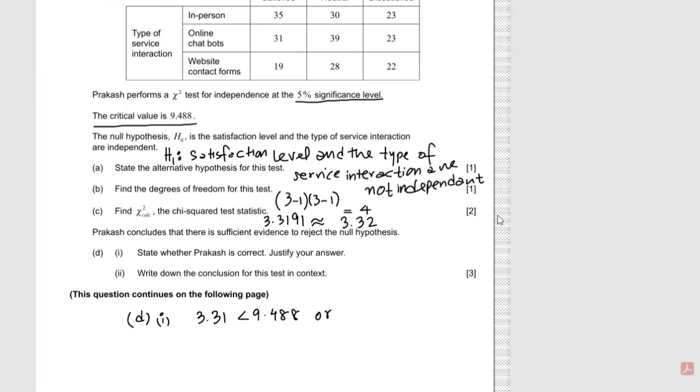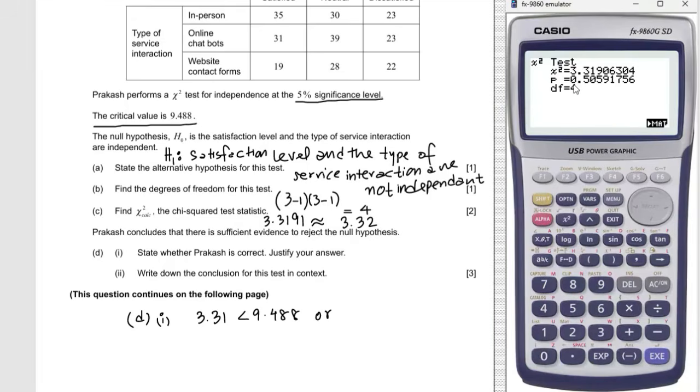Or there is another way, like you can check it's a 5% significance level. So check your probability. It's 0.05059.